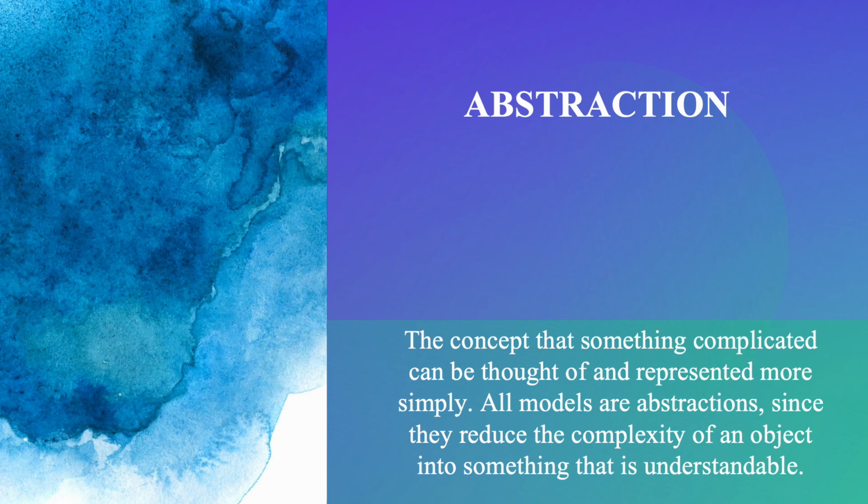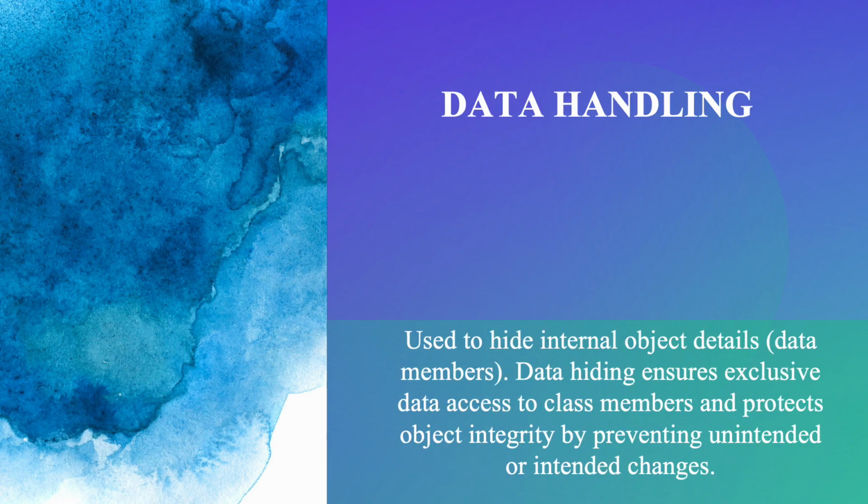Abstraction, the concept that something complicated can be thought of and represented more simply. All models are abstractions since they reduce the complexity of an object into something that is understandable. Data handling is used to hide internal object details or data members. Data handling ensures exclusive data access to class members and protects object integrity by preventing unintended or intended changes.